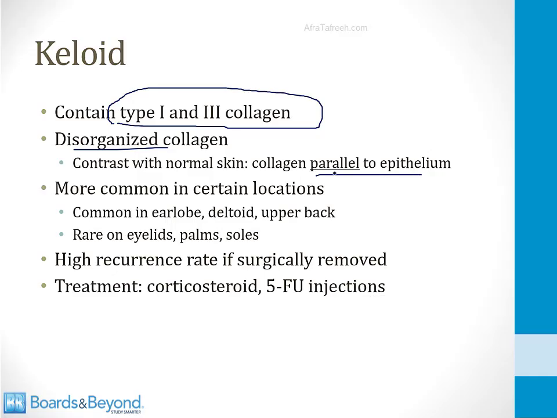These types of scars are much more common in certain locations. They're highly common in the earlobe, also on the shoulder and in the upper back. They're very rare on the eyelids or the palms or soles. And because they're unsightly, people often want to have them removed. But unfortunately, if you surgically remove the keloid, it's very likely that it will just recur. So when these have to be treated, usually for cosmetic reasons, they're treated by injecting corticosteroids or sometimes 5-FU into the keloid to try and break down the tissue.